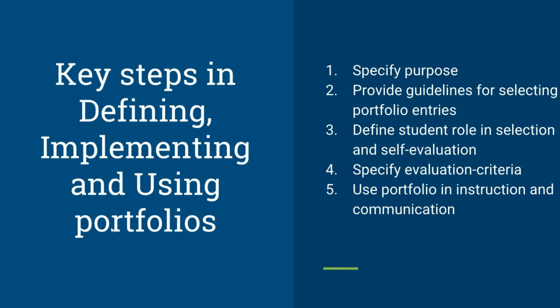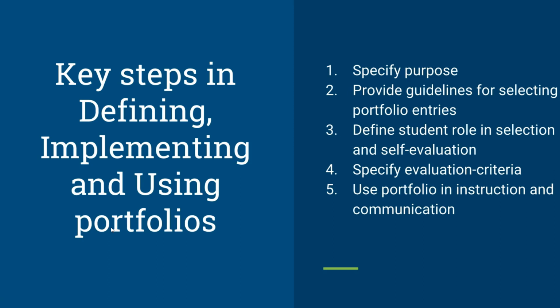Number three, define the student role in the selection and self-evaluation. What do you want the student to be in this project? Do you want the student to have an active role of actually reflecting on their progress? Or do you want the student just to be the person that produces work and you the one who's going to be giving feedback? What kind of cognitive process do you want the student to have in this project?